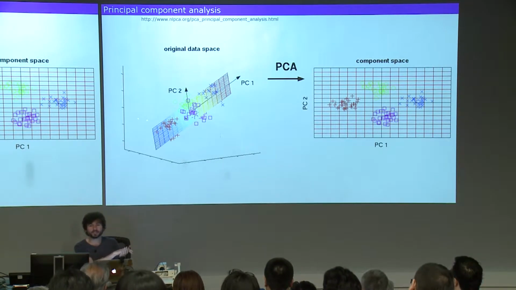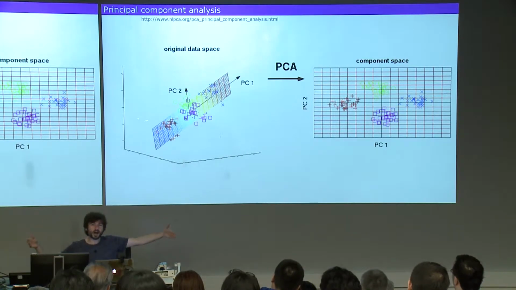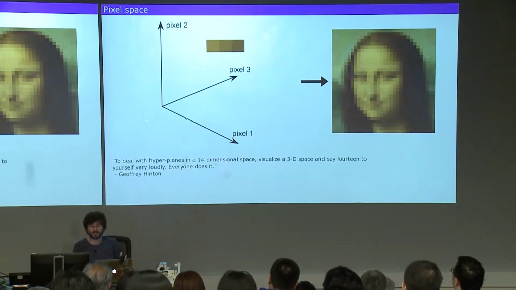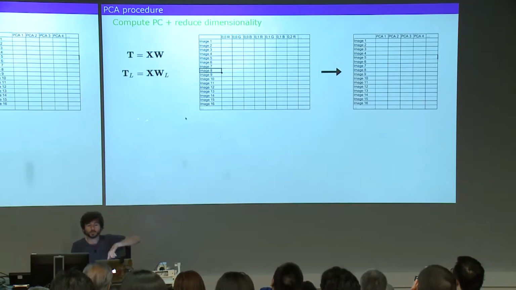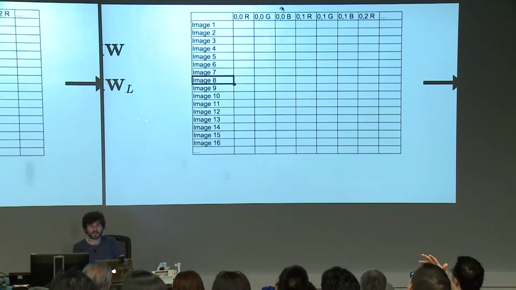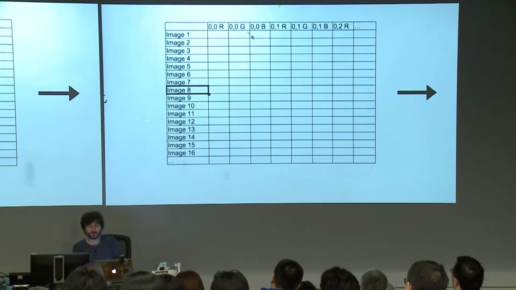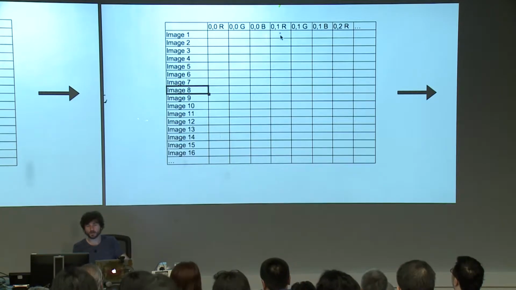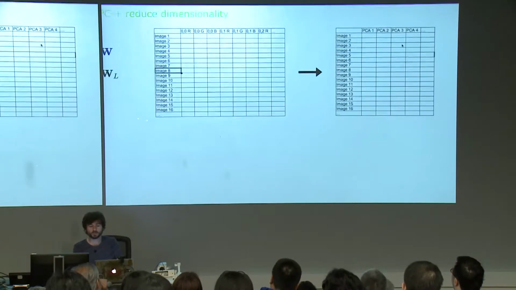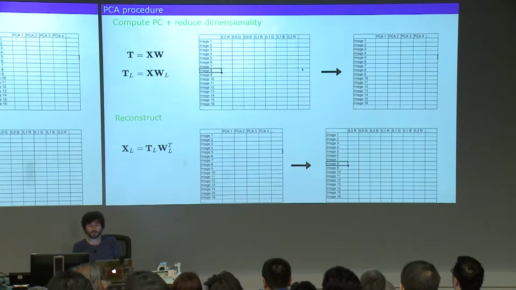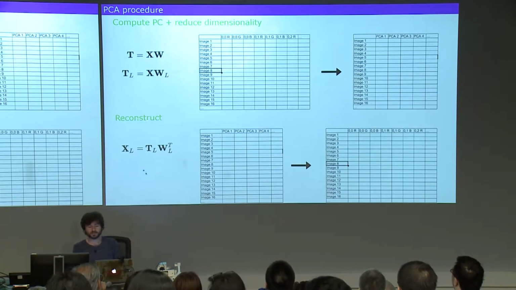It's this transformation of a large high-dimensional data set into a low-dimensional data set. And it's invertible. So PCA goes from the original set of pixels, 0,0 red, 0,0 green, 0,0 blue, 0,1 red, 0,1 green, and so on, into a new set of principal components, which is smaller. And the process can be inverted. It's just a reciprocal multiplication. So you can go back from this to this.